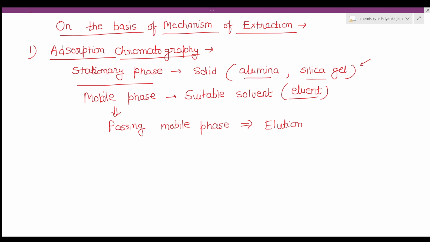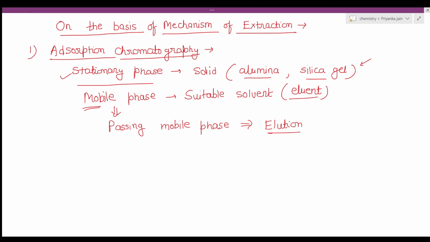So what happens after the elution, when we are passing this mobile phase through this stationary phase? Some of the components will have more affinity for the mobile phase, so they will come with the mobile phase and pass through the column. So they will get separated, and some of the components will have more affinity for the stationary phase, so they will remain in the stationary phase. In this way the different components get separated out.